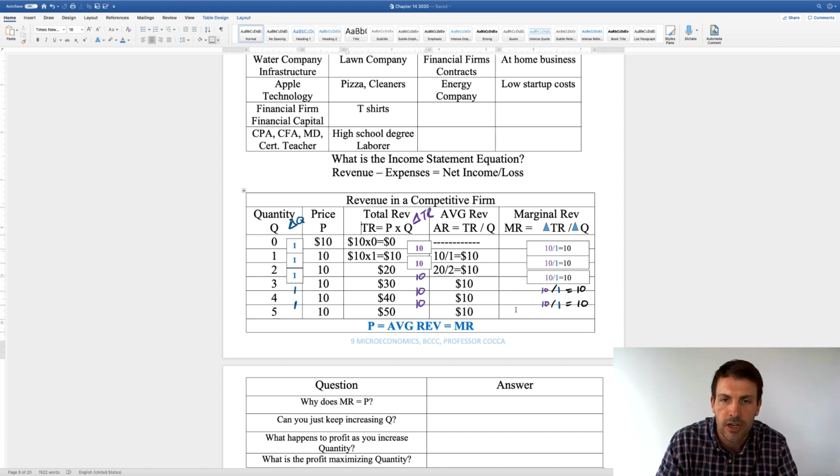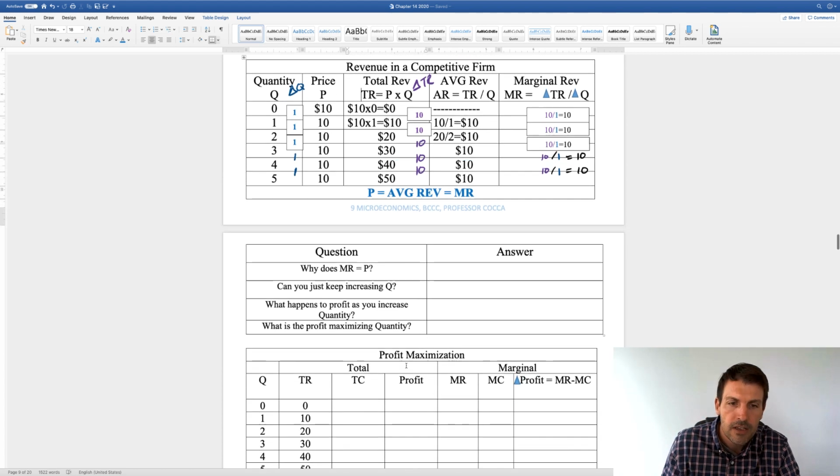So what have we learned? For this chapter, price equals average revenue and equals marginal revenue. All right, that's a key concept here, that the price, the average revenue, and marginal revenue are all the same number. Why is that? Again, because I'm a price taker, so the price can't be changed regardless of the quantity.